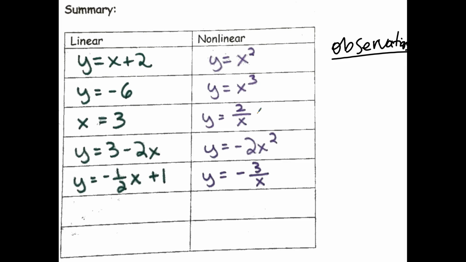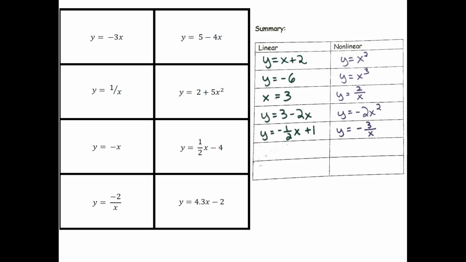And so you're supposed to then write down what linear equations consist of. So those are the observations that I'm asking you to make. Based on those observations, you go into the sort and you say, hey, based on my observations, I should now be able to look at an equation and say if it's linear or nonlinear based on my observations.